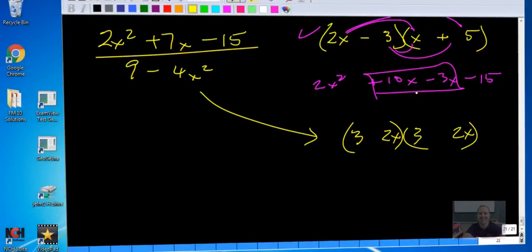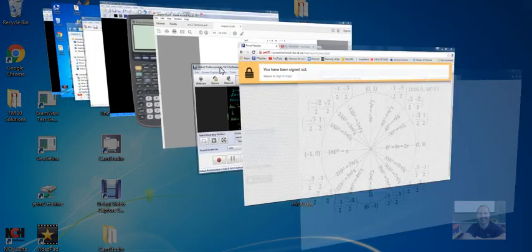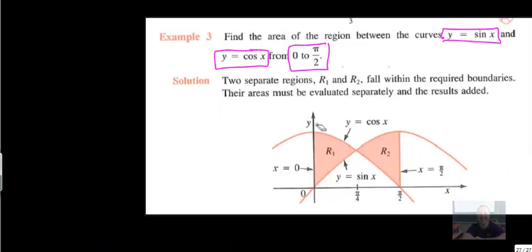If you take a look at this diagram, you know that the intersection point must be pi over 4. And that's where you start calculating each individual area. Okay, so if it's been established that pi over 4 is your separation point, then let's calculate R1. The area of R1. Well, cos is the upper function, isn't it?